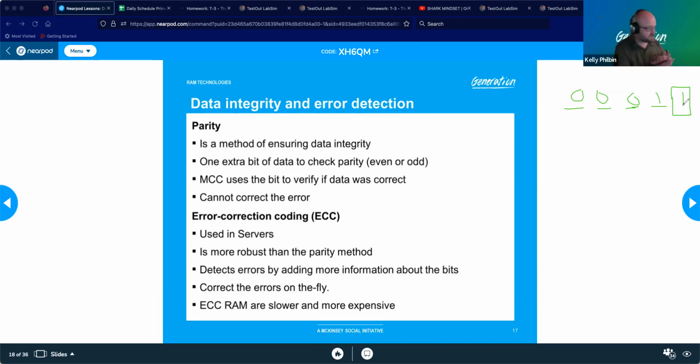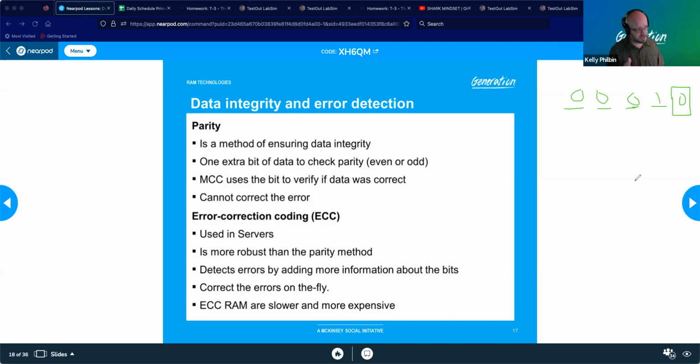And all this is doing is just verifying that the information that was sent was what I received. So if I get sent 0001 and I have a parity bit of 0, what does that tell me? Information you received is wrong. The information that I received is incorrect.